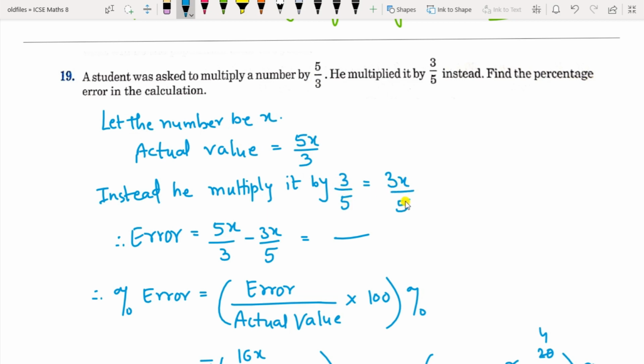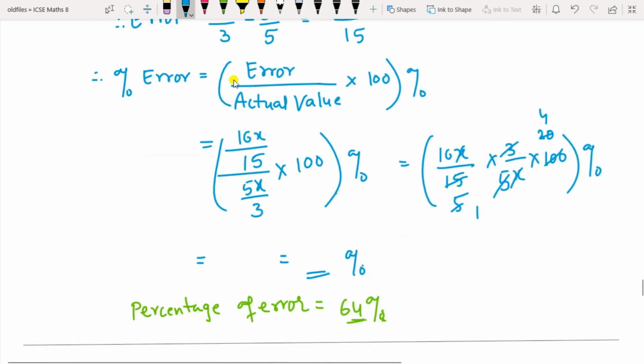Therefore the error is the difference between the actual and the erroneous value. That becomes, if you take the LCM and solve it, 16x by 15. That is the error. Now you have to find the percentage of the error, equal to error upon actual value multiplied by 100. So 16x by 15 upon actual value, which is 5x by 3, multiplied by 100. Take the inverse of the denominator and solve it. You get the remaining 16 into 4, that gives 64%. So the percentage of the error is 64%.